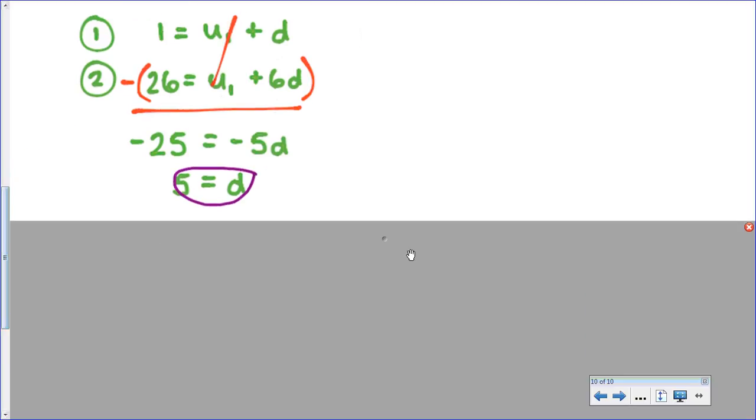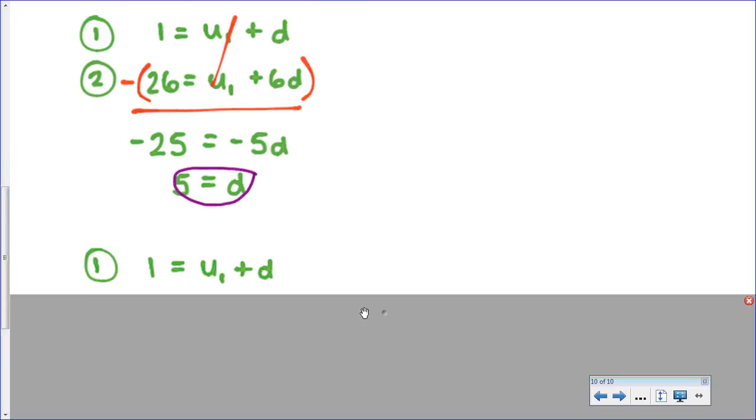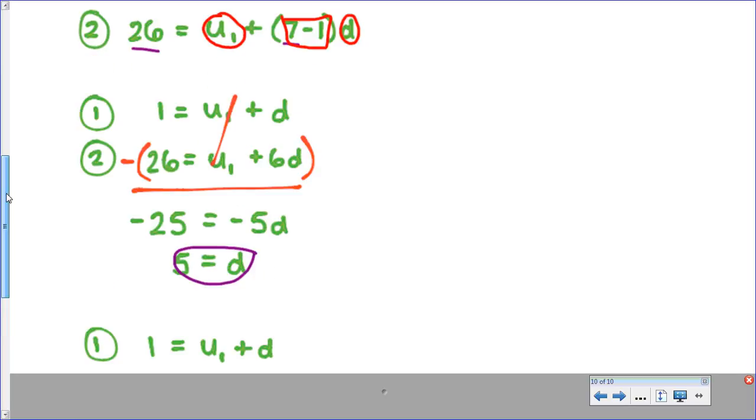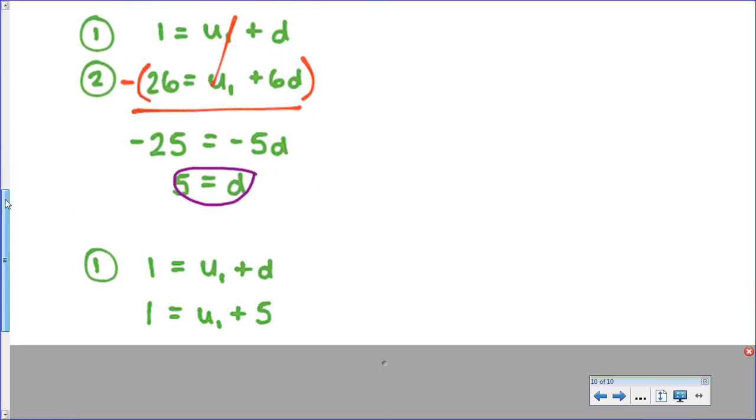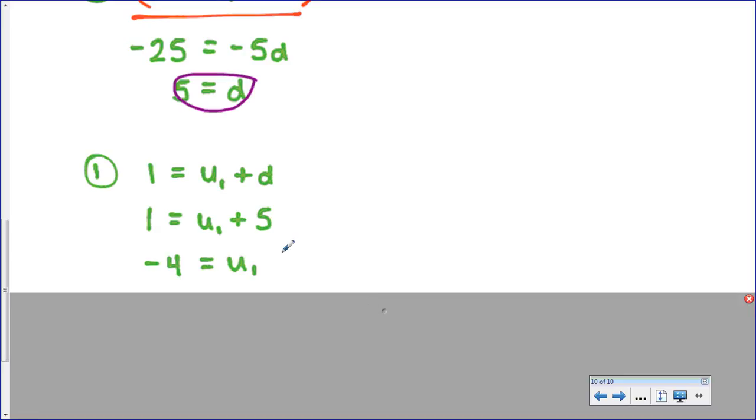Now, knowing that the common difference is 5, I can plug that back in to figure out what my first term is. So I'm going to plug it back in. You can plug it into any equation that you wrote so far for this problem. So I'm just going to plug it into my first equation that I wrote, plugging in 5 for d and solving the equation for u sub 1. So now I know first term is -4, common difference is 5.